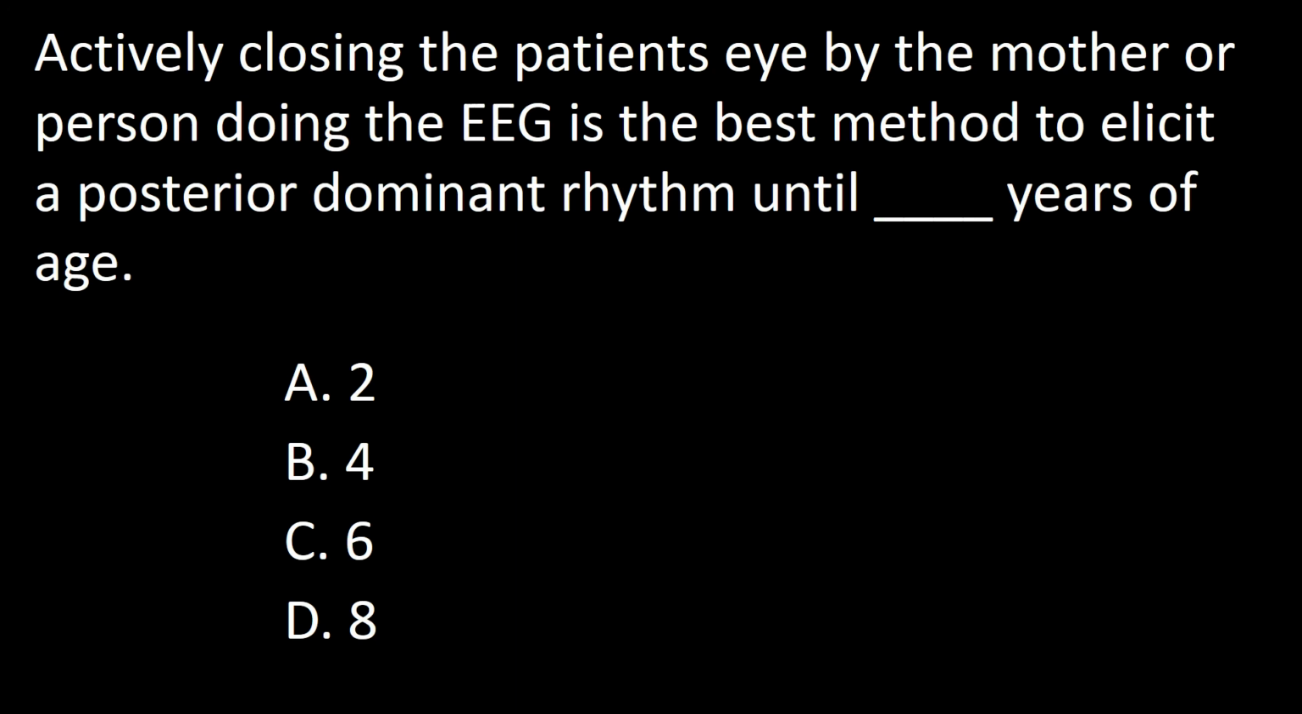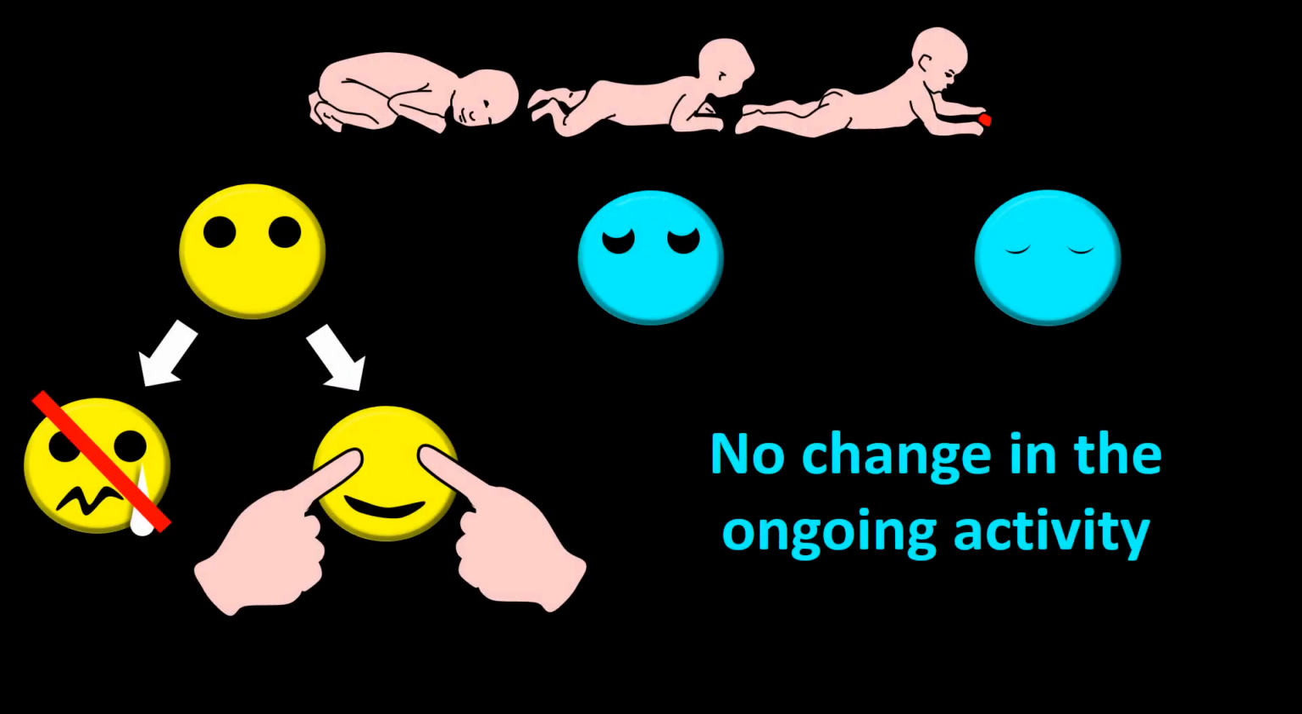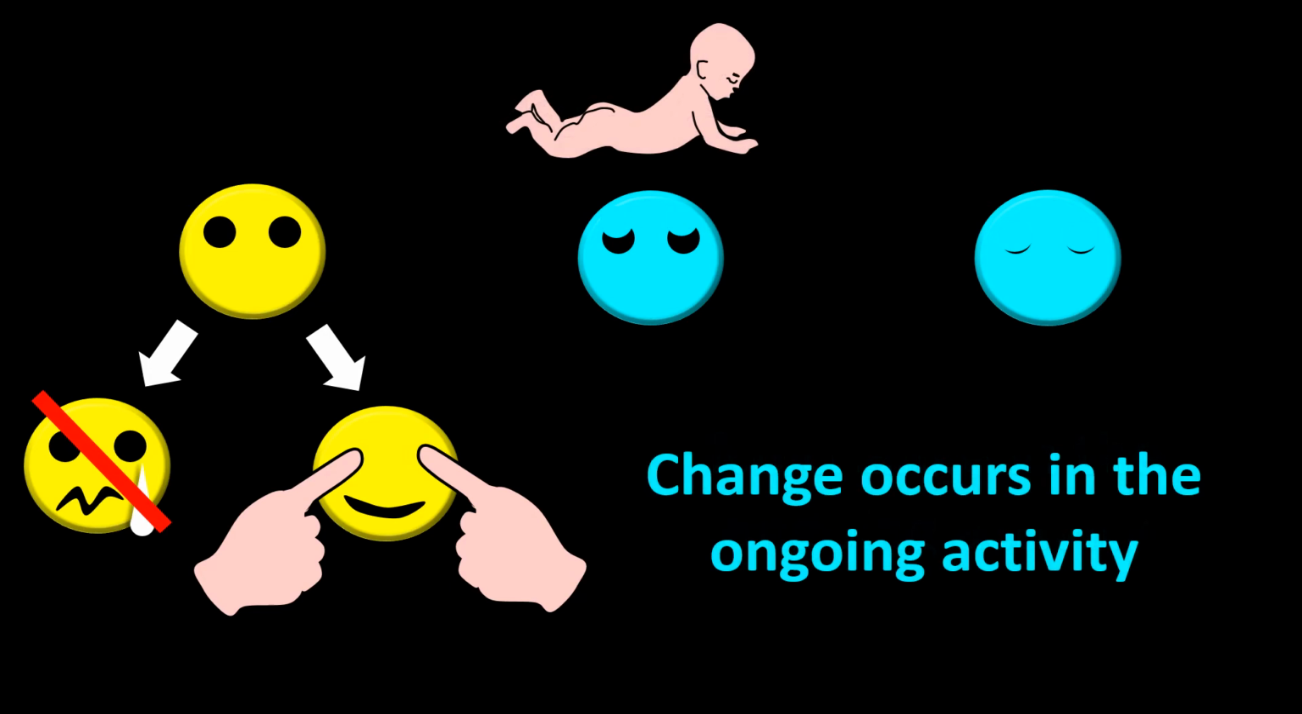Next question. Actively closing the patient's eye by the mother or person doing the EEG is the best method to elicit posterior dominant rhythm until blank years of age. A, 2; B, 4; C, 6; D, 8. In the first 3 months, shutting the infant's eye does not produce any EEG changes. By 4 months, most of the time, it does.